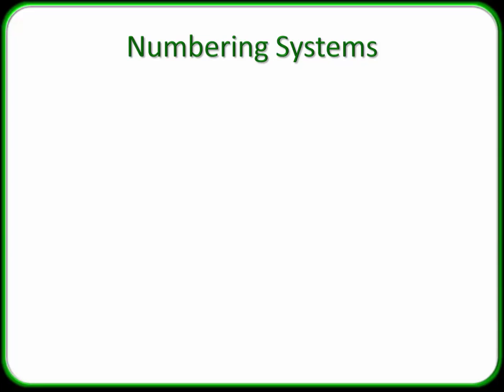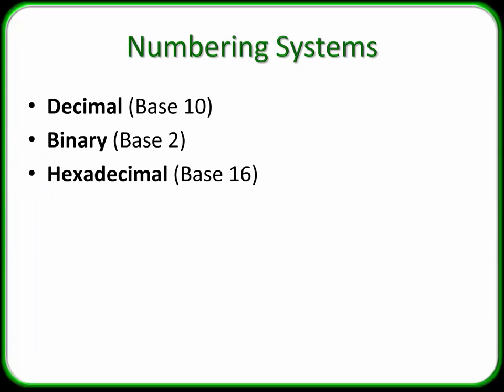In computer science, basically three different numbering systems are used: decimal, binary, and hexadecimal. So in order to be successful in computer science, you'll need to understand how these numbering systems work and how to convert from one numbering system to another.